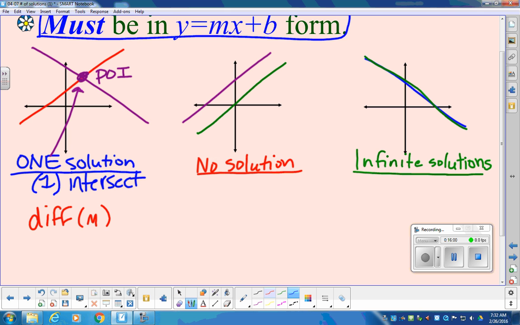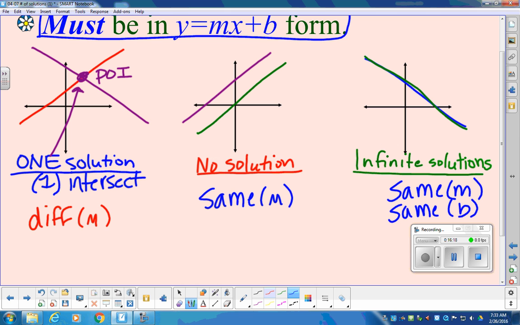No solution would be when they have the same slope. Same slope, that means they're growing at the same rate. Y-intercepts would be different, I should say. An infinite would be the exact same slope and the exact same y-intercept. Infinite means it's the same line. Okay, so that's kind of our summary for today's work.